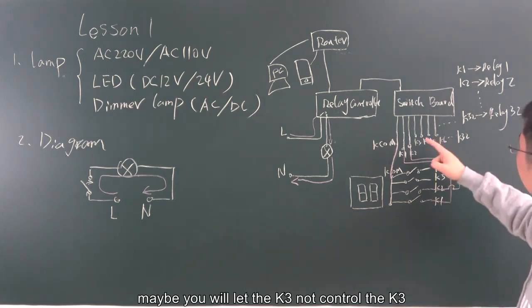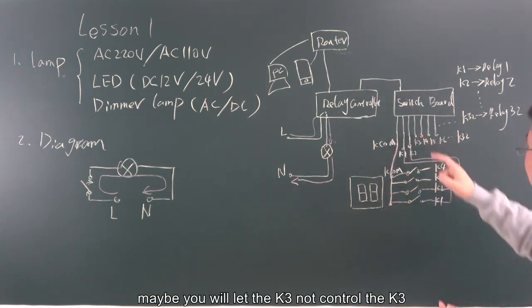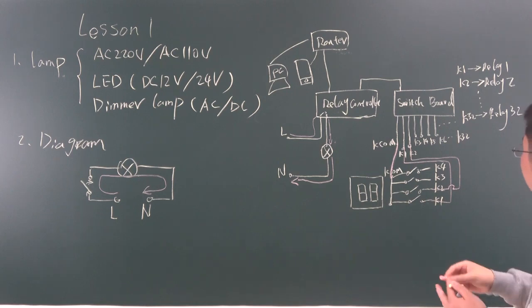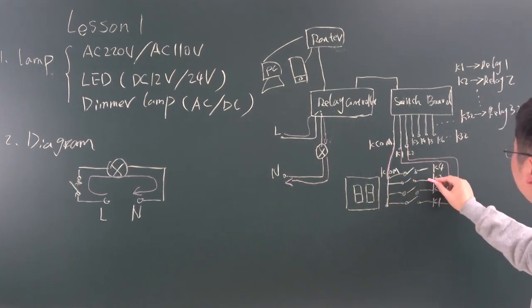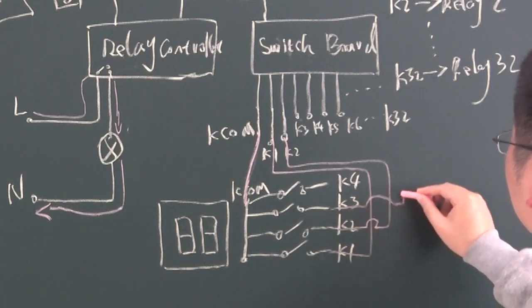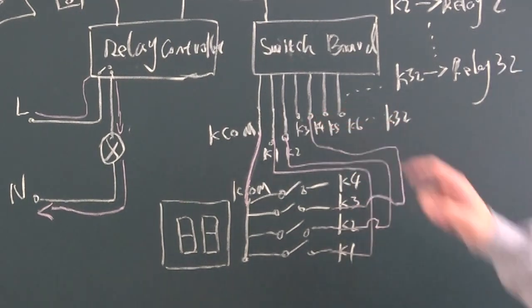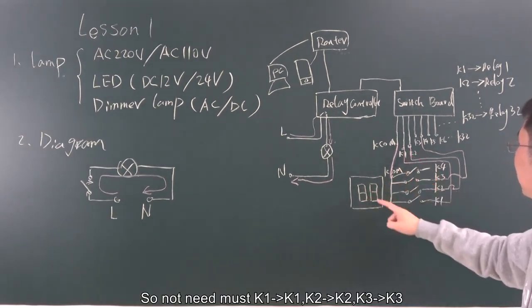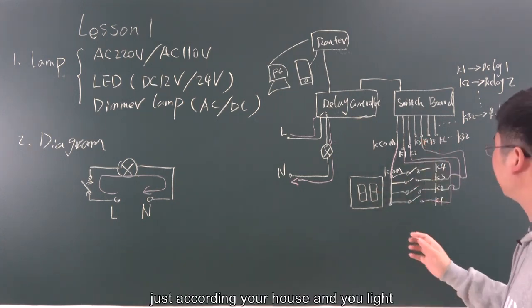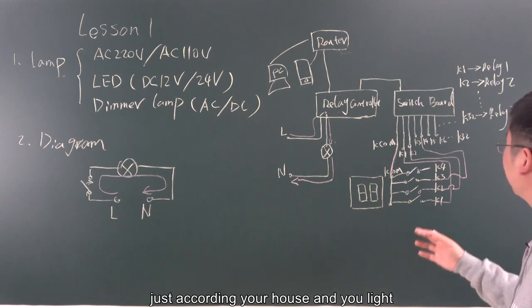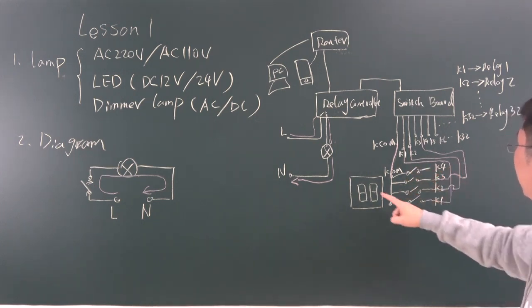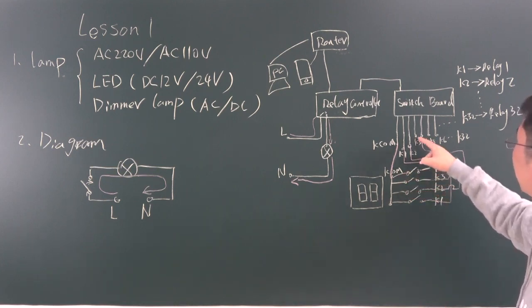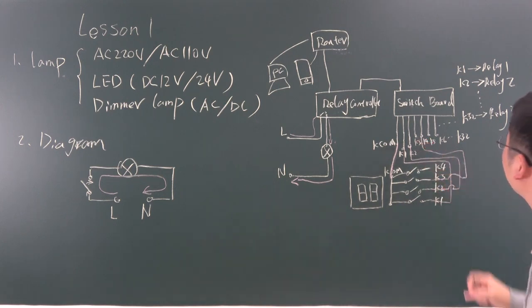Maybe you will not let K3 control relay 3. You want K3 to control relay 4. So you can let the 3 control the K4. So it is not necessary that K1 goes to K1, K2 to K2, K3 to K3. You can change the order according to your house and your light. Just connect one key point to another key point.